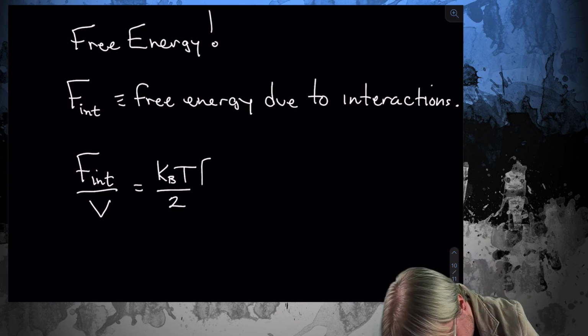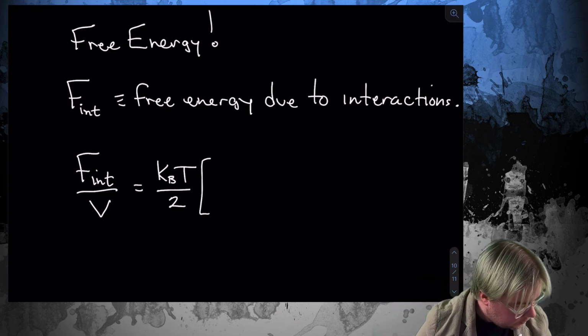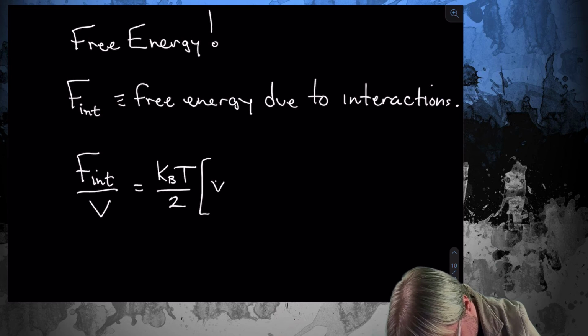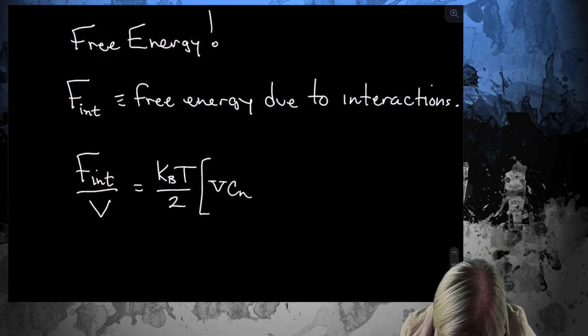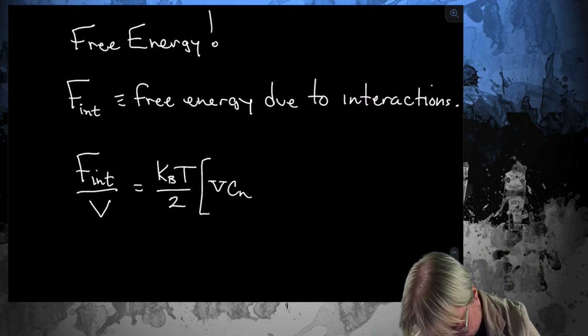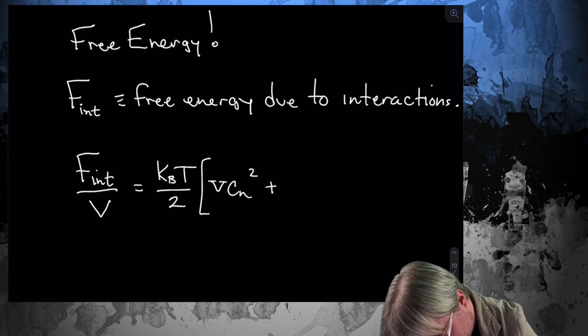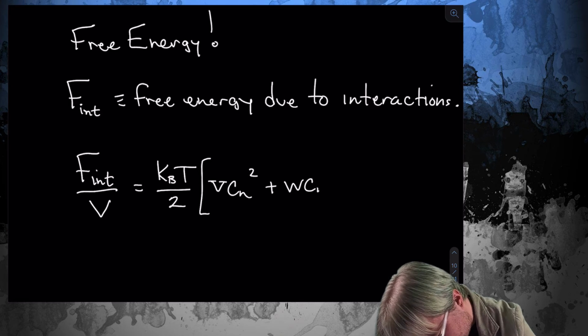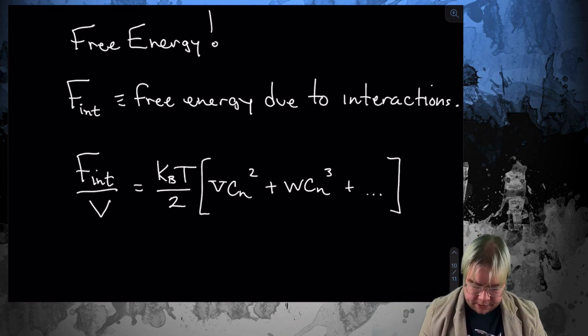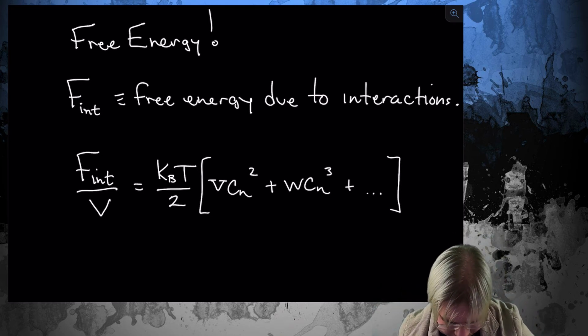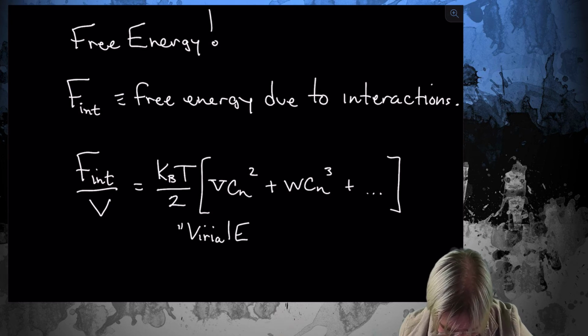And then we could multiply this by the excluded volume times the number concentration of monomers squared plus a second term W times the concentration of monomers cubed plus ... Okay, so this is a virial-like expansion. We'll just call it a virial expansion.